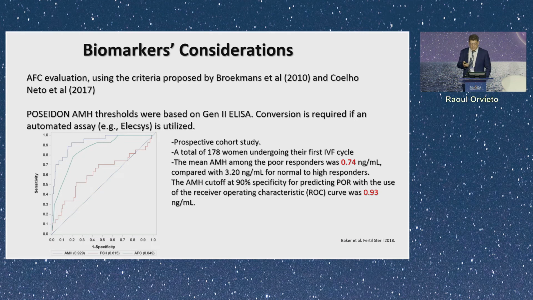Several considerations about biomarkers. If you're using AFC, try to use the criteria proposed by Broekmans or Coelho Neto, on how to operate the machine, how to use it and what to measure, so that there will be some standardized measurement. Regarding the AMH threshold, remember that the AMH threshold in POSEIDON was determined in 2015. It was ELISA. You heard a full presentation by La Marca on AMH. You should realize that if you're using automated measurement, usually the levels are lower.